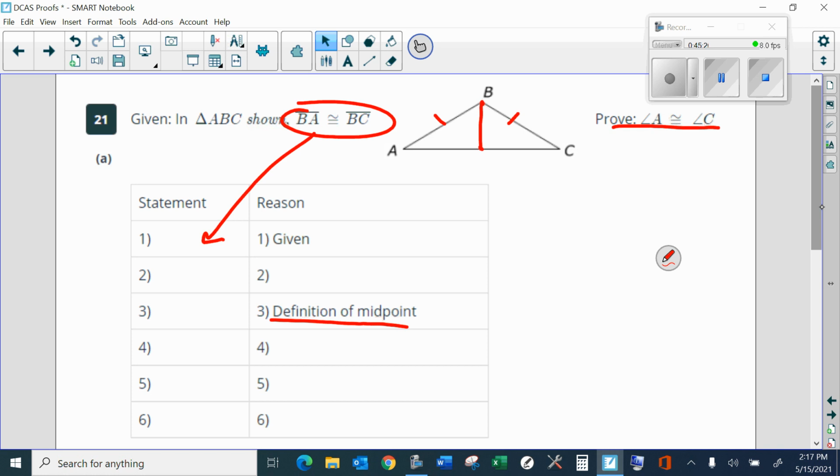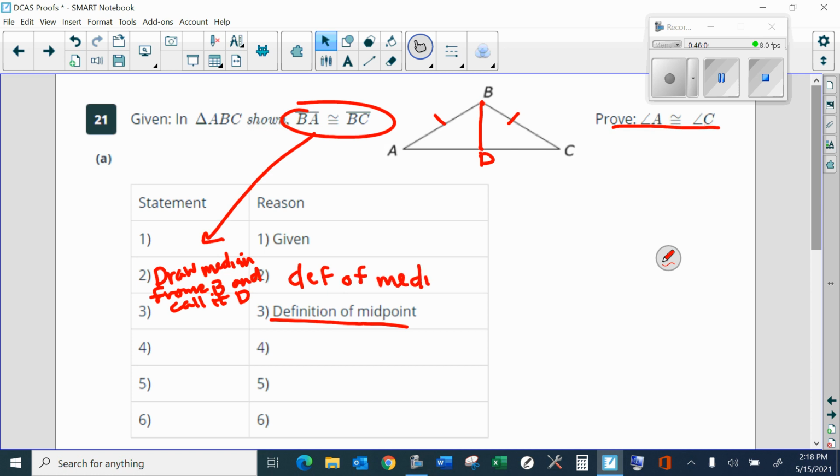So draw median from angle B. Okay. Draw median from angle B and call it D, intersection point D. Okay, and then that'd be definition of median. Okay, remember median goes from the vertex to the midpoint of the opposite side.